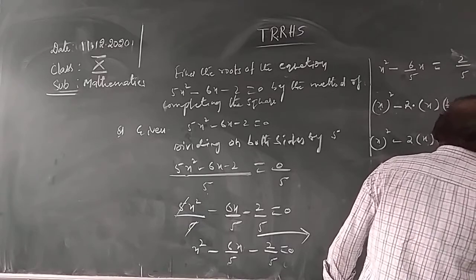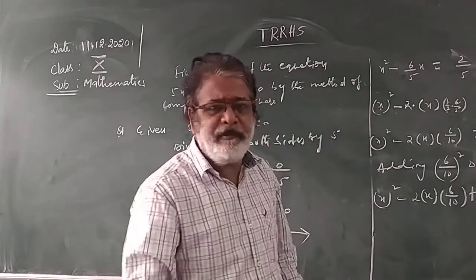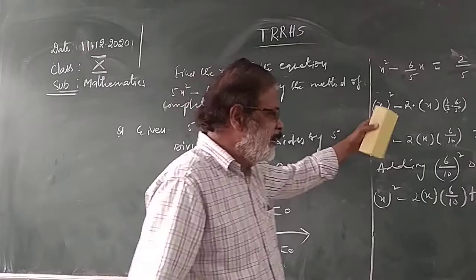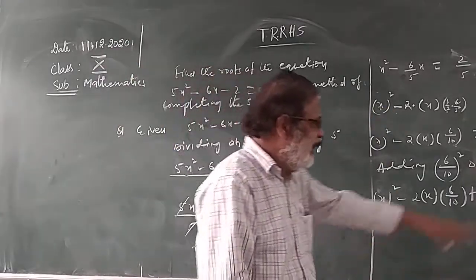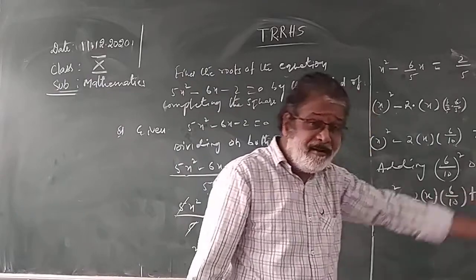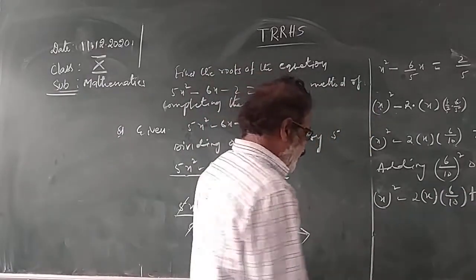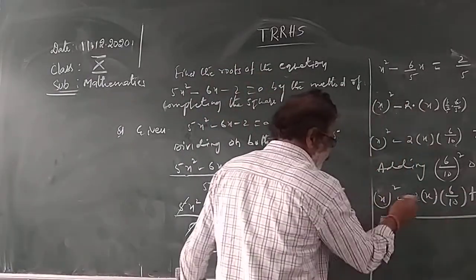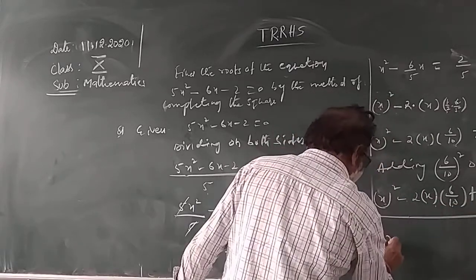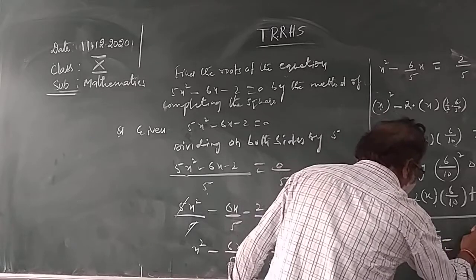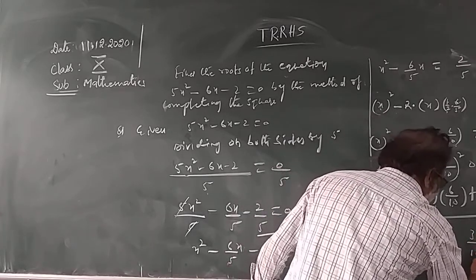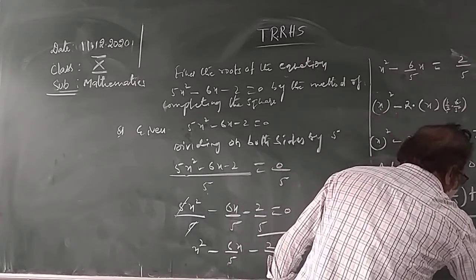Plus 2 by 10. Anything added on both sides, the value will not be changed. Because we brought a change on the left side, the same change you should bring on the right side also. Left side we added 6 by 10 square, right side also we have to add 6 by 10 whole square. Now this is the form of a square minus 2ab plus b square. A minus b whole square is equal to 6 square 36, 10 square 100, plus 2 by 5.